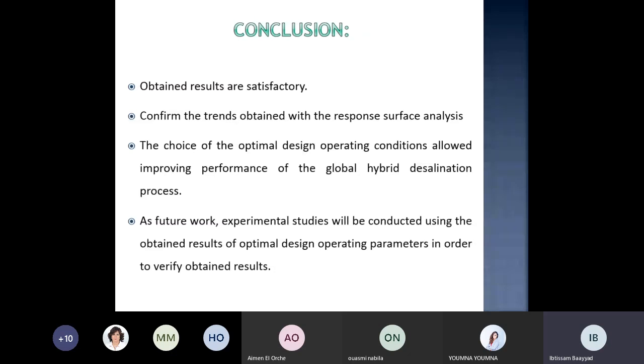This was conducted using a multi-objective genetic algorithm, and the obtained results are satisfactory. They confirm the trends obtained with response surface analysis and the choice of the optimal design, operation condition, operation parameter, in order to verify obtained results. Thank you for your attention.